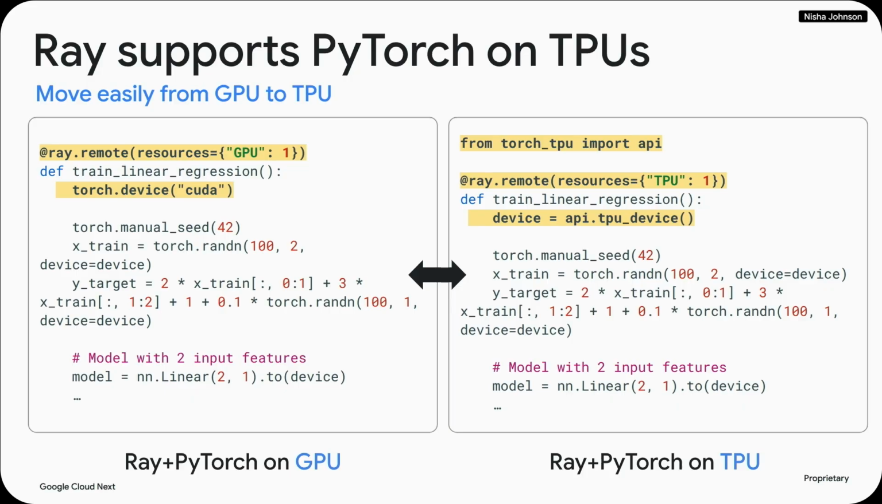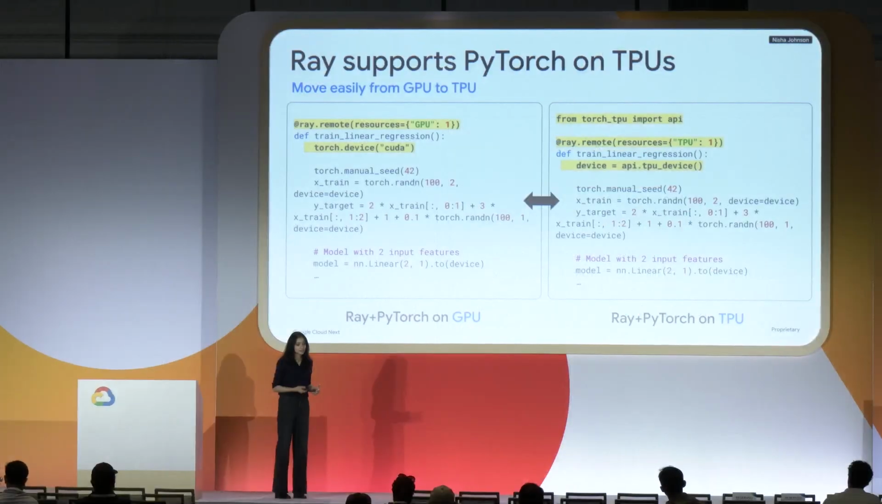The Ray community is also super excited about PyTorch, and a few weeks back, we announced Torch TPU. Ray does support Torch TPU, and moving from GPUs to TPUs is pretty easy. So on the left, I have an example of Ray code with PyTorch on GPUs, and on the right is the same code on TPUs with the highlighted lines showing the changes. So all you have to do is change the Ray remote decorator to point to TPUs, import the Torch TPU API, and instead of a CUDA device, use a TPU device.